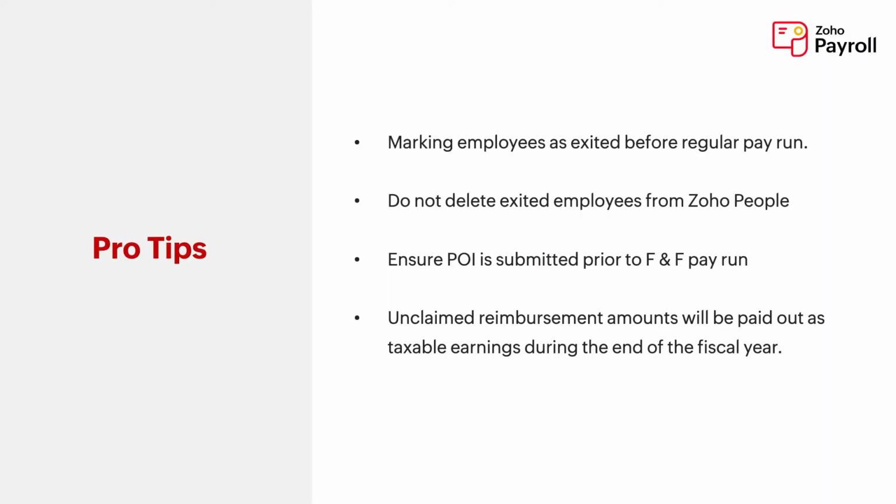So to begin with, it is highly recommended that you mark your employees exited before processing any given month's regular pay run. Let's say you are processing the pay run for the month of March and your pay date is the 30th, the last date of that particular month. If there are any exit employees for that given month, it is recommended that you update those exit details well before creating the regular pay run for that month. This will ensure that you have a separate pay run for your exit employees and a separate one for your regular employees.